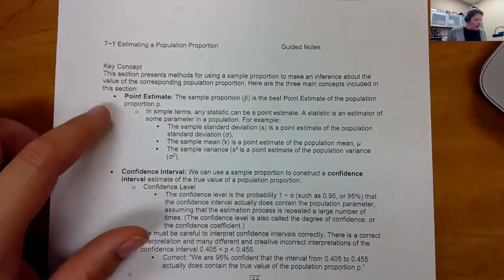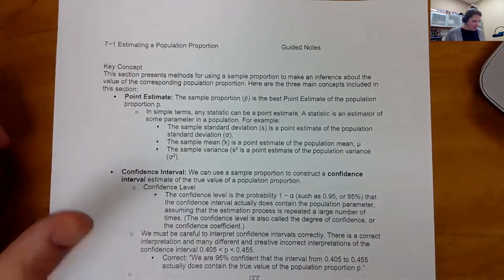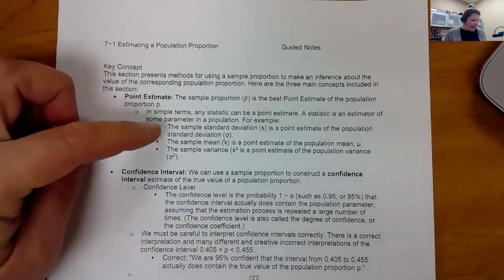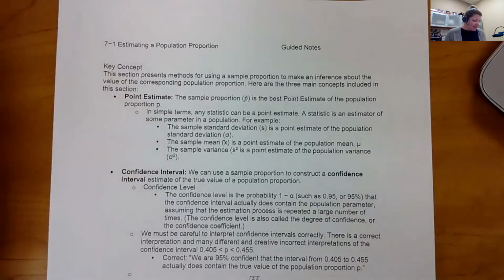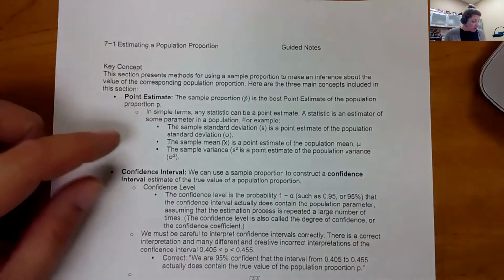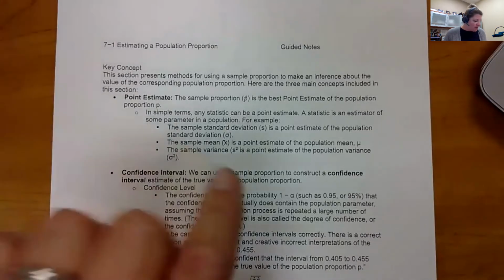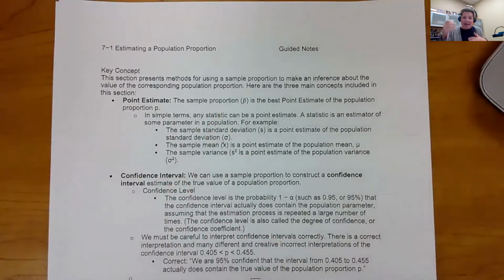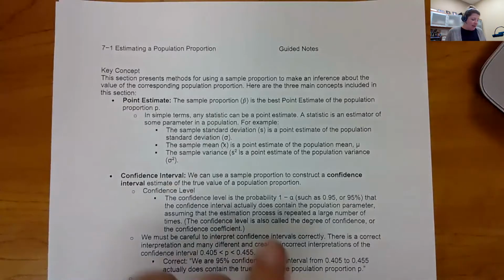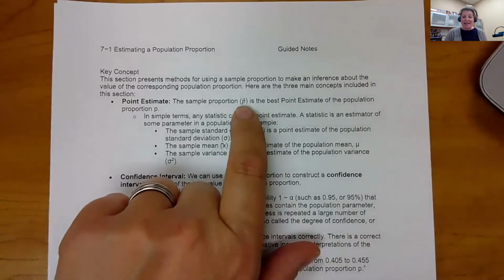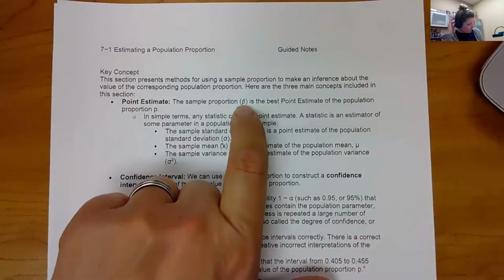So the first idea is we have a point estimate. And this is either a standard deviation, a mean, a variance. It's some kind of statistic that we can use. So when they talk about a point estimate, they're talking about some kind of statistic that we can use to make estimations about our population. So our sample proportion is an estimate of our proportion. And we use this little p hat for our sample proportion. We use p for our population.